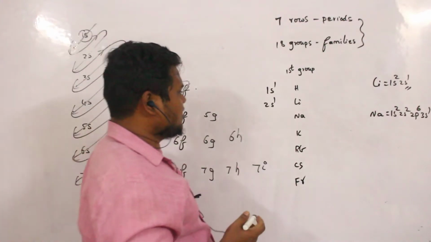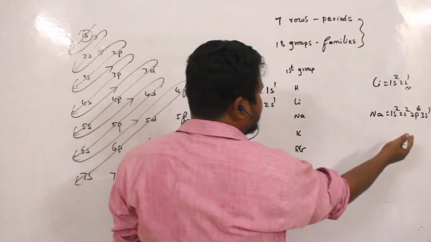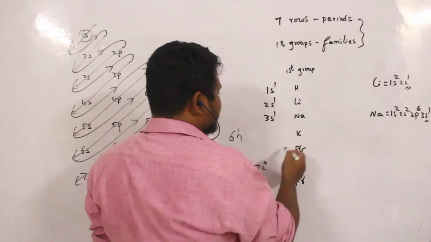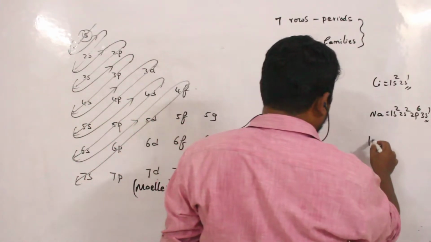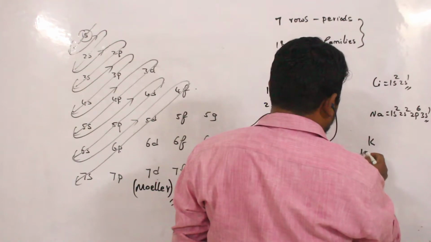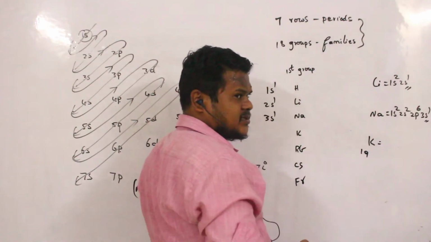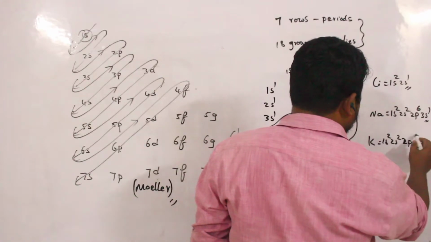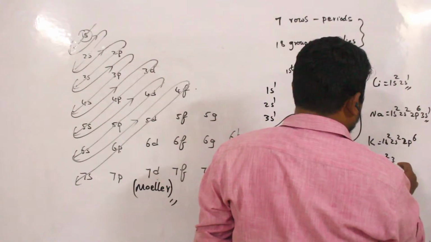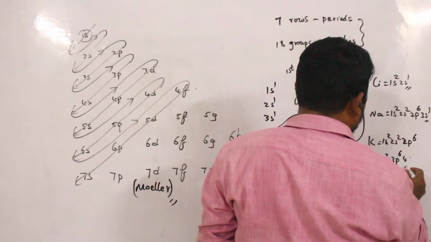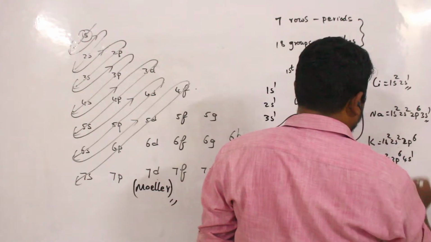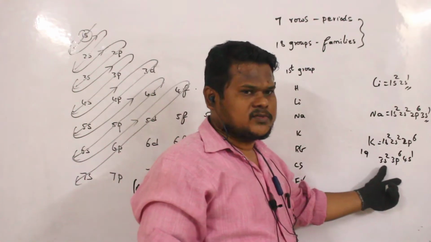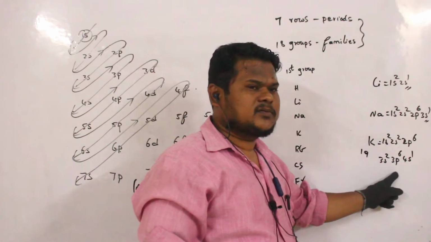So what is the outermost electronic configuration of sodium? 3s1. Then potassium, atomic number 19. How can you accommodate 19 electrons here? You can write 1s2, 2s2, 2p6, 3s2, 3p6, followed by 4s1. So this is how I can accommodate all these electrons. Count all of them.